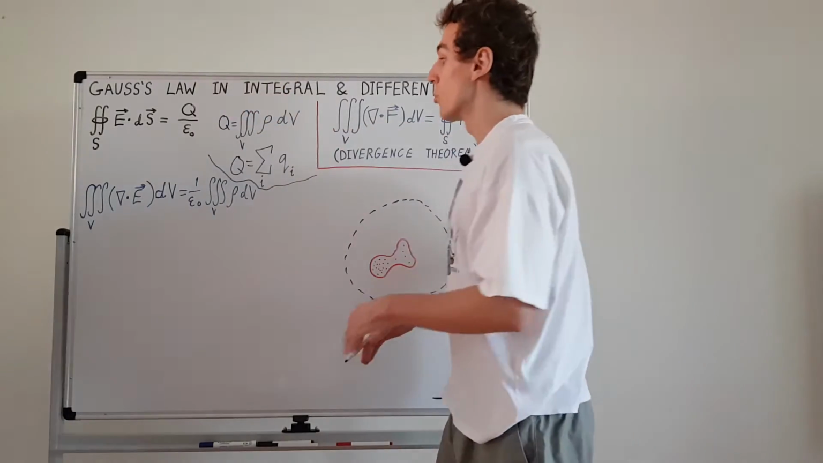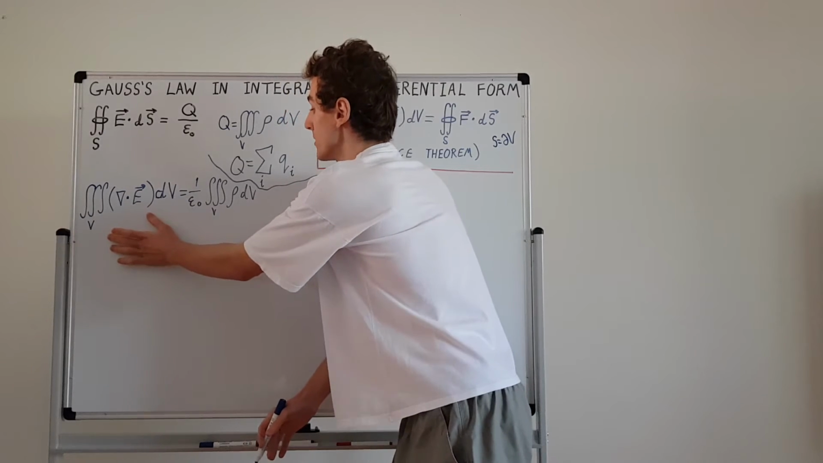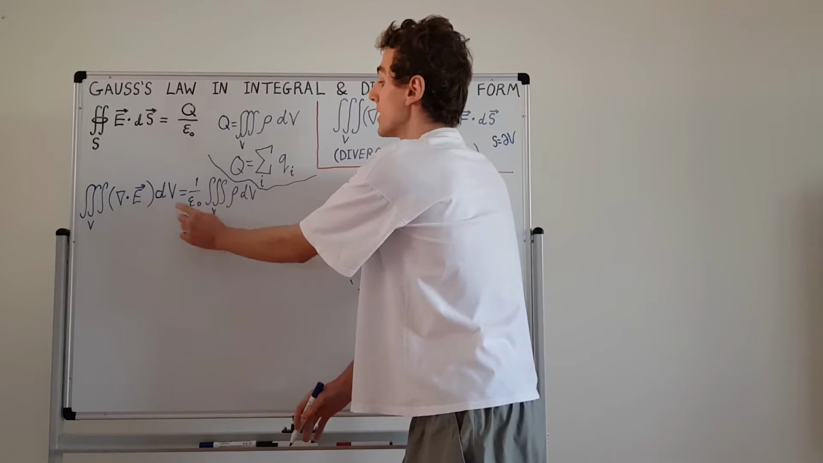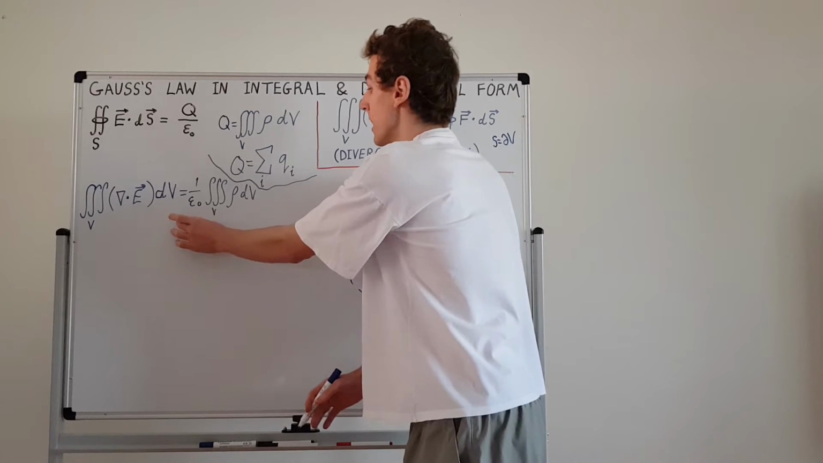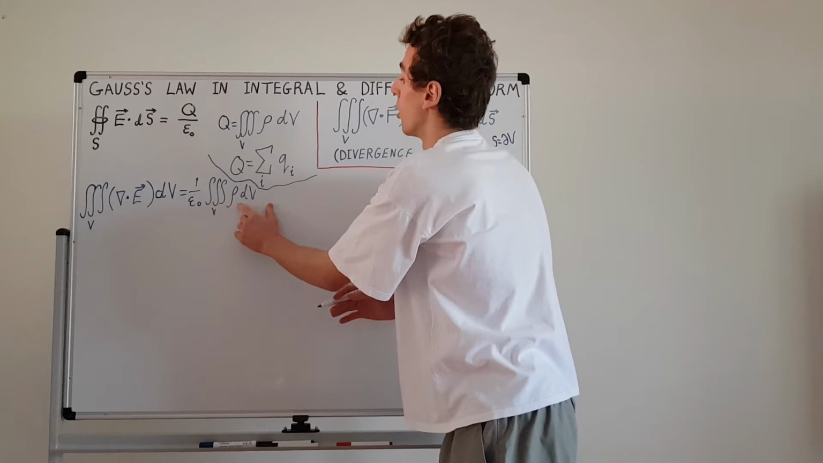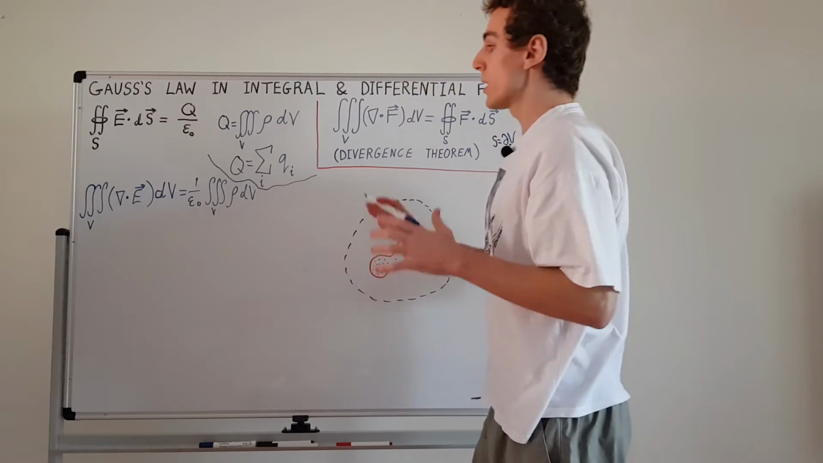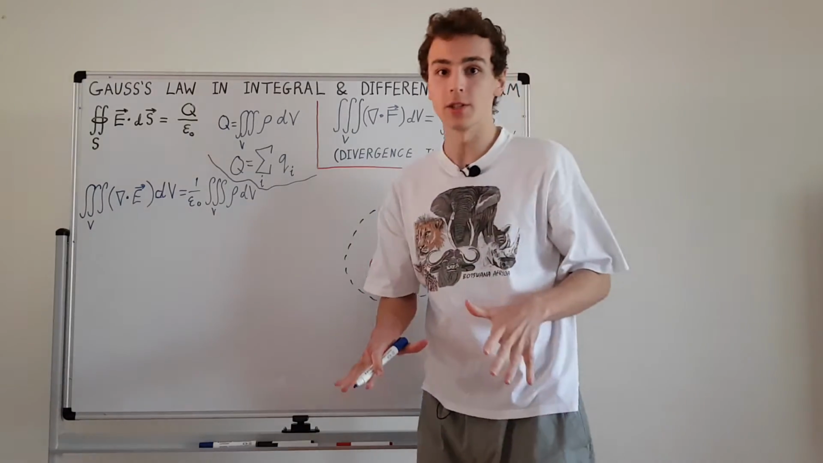So what do we have? We have a volume integral of the divergence that's equivalent to 1 over this constant, the permittivity of free space, multiplied by the volume integral of the density. Now, what can we do with this? Well, we can do some little manipulations.